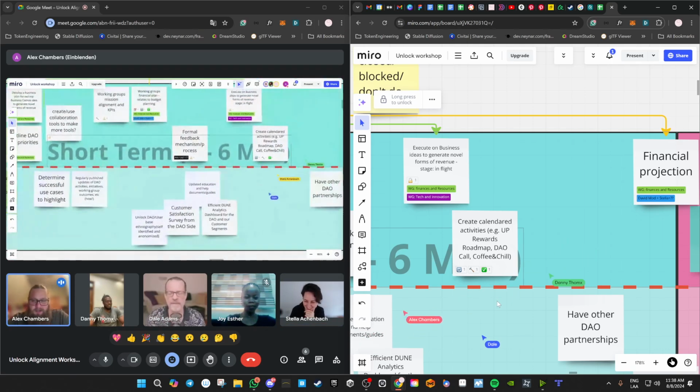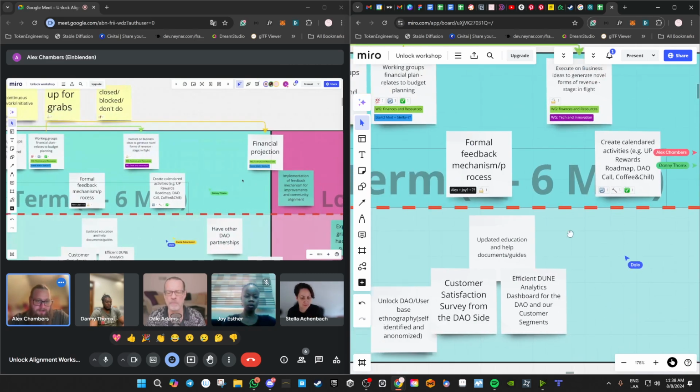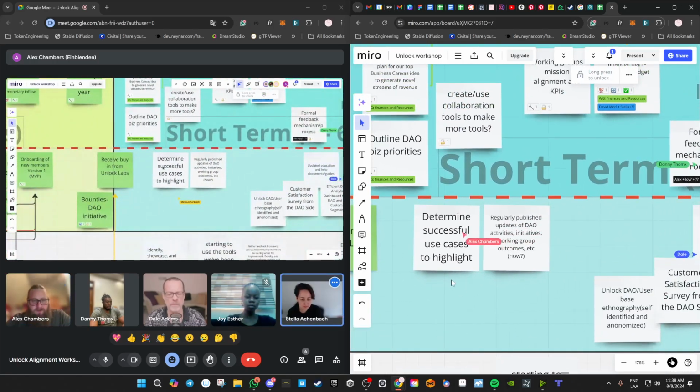But okay, so then financial projection is related to the working groups and budget, which is reevaluated probably less than 6 months. But yeah, I think so too. Okay, all right, so now I'm back to the left on the bottom.